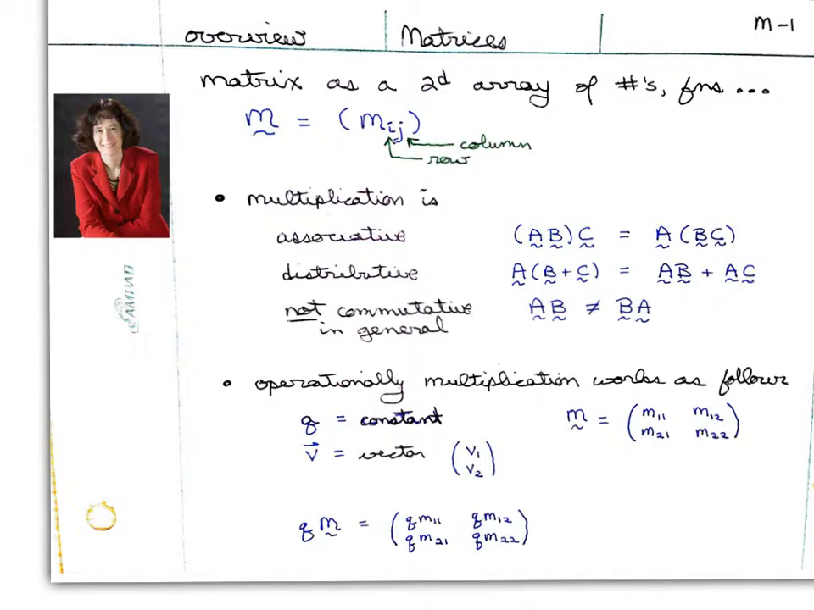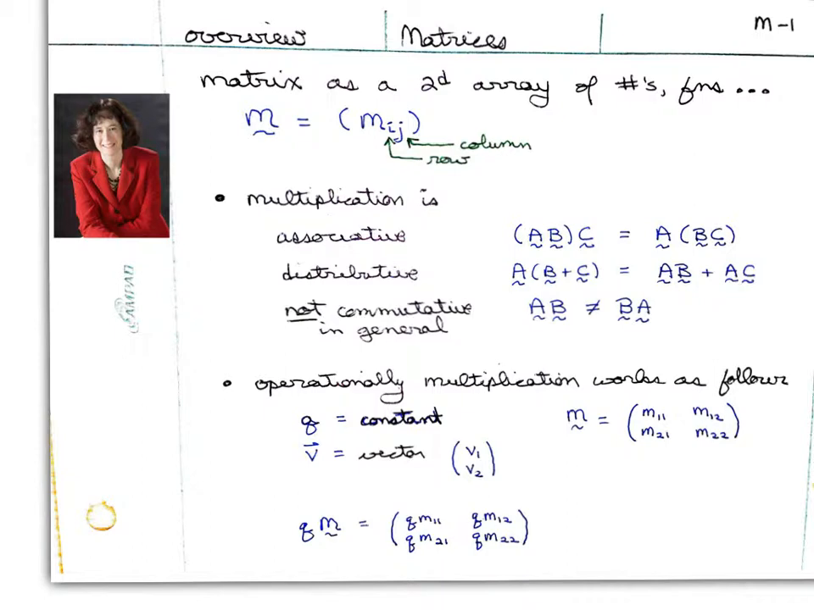Multiplication of two or more matrices has several important properties. It is associative, meaning that if I want to multiply these three matrices A, B, and C together, it doesn't matter whether I first multiply A and B and then multiply that product by C, or whether I multiply B and C and then multiply A. I'll get the same answer either way.